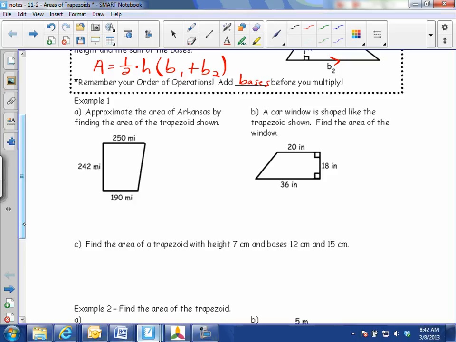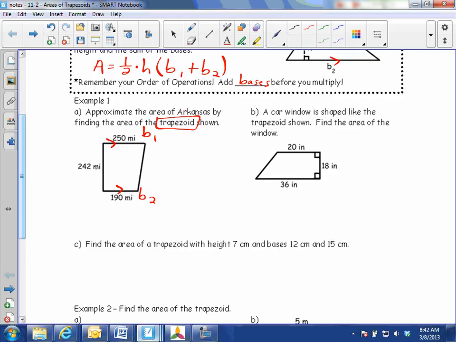Okay? So looking at example 1, this is approximate the area of Arkansas by finding the area of the trapezoid shown. So I would first find what are the two bases. It doesn't matter if you call them base 1 or base 2, but I like to label them. How do we know? You just choose the ones that are parallel. Usually when they say that it's a trapezoid, they're not going to put in little arrows that tell you they're parallel. They just assume that you know, since it says it's a trapezoid, that those are parallel even though they're not marked.